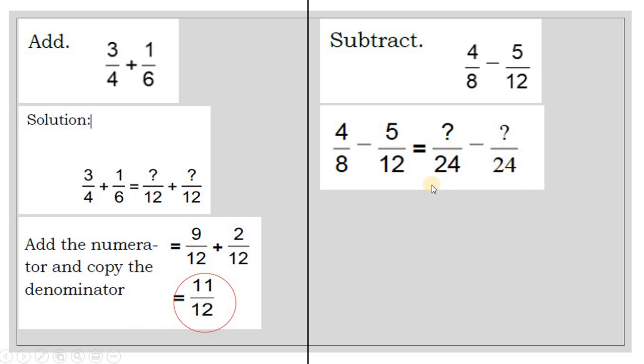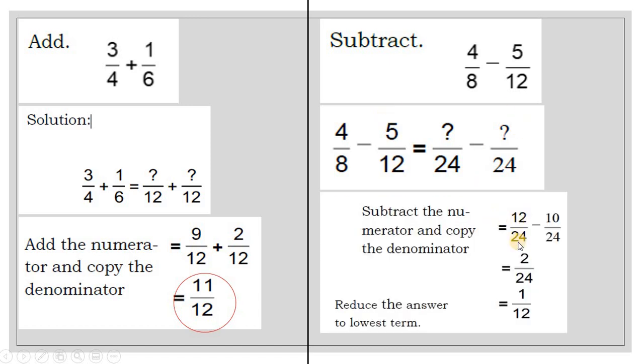Since parehas na sila ng denominator, paano natin makukuha yung numerators naman? So, i-divide natin si 24 by 8. 24 divided by 8 is 3. Times 4 is 12. Diba? And then, 12 yung una nating numerator. Doon naman tayo sa pangalawang fraction. 24 divided by 12 is 2. Times 5 is 10. So, this will be 12 over 24 minus 10 over 24.